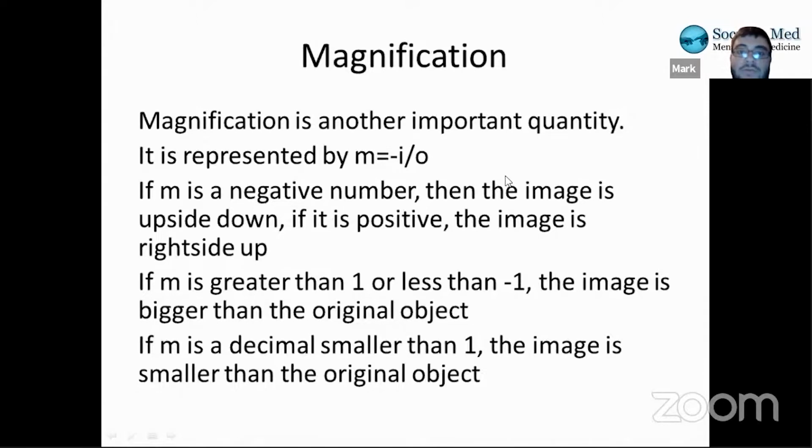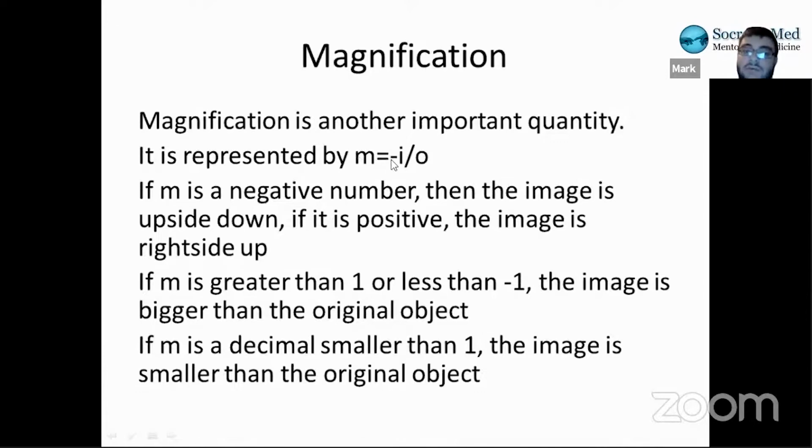Okay, next we want to talk about magnification. Magnification is another important quantity, and this is the only other real equation that you would have for lenses and mirrors. M is equal to negative I over O. So I, again, is the distance from the image to the mirror. O is the distance from the object to the mirror. O is always positive, by the way. 99% of the time, O will be a positive number, whereas as I mentioned, I could be a negative number or a positive number.